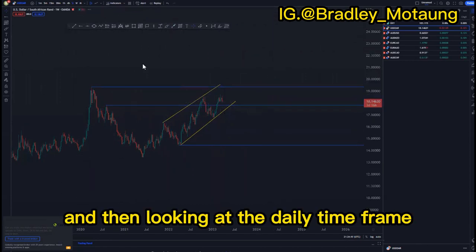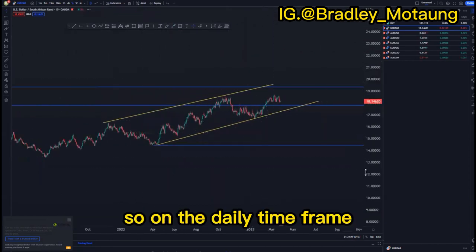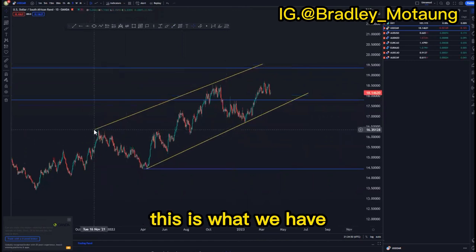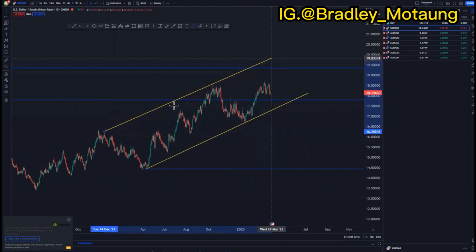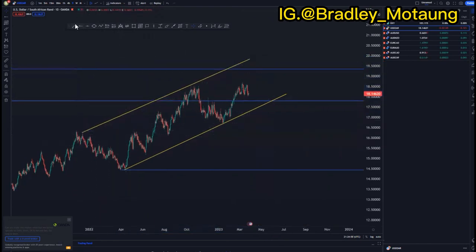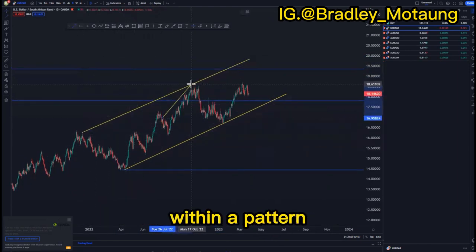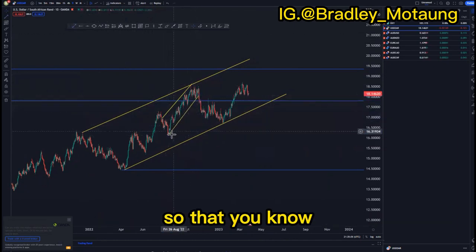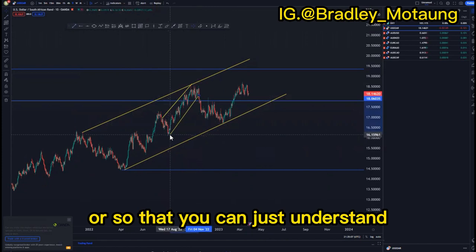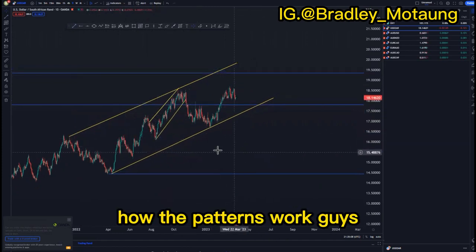And then looking at the daily time frame, this is what we have. I'll make sure that I'm catering for the current market structures, two touches at the top, as I said. And then we have some type of a pattern within a pattern around this point, which should be catered for, so that you know where the market is going, or so that you can understand how the patterns work, guys.